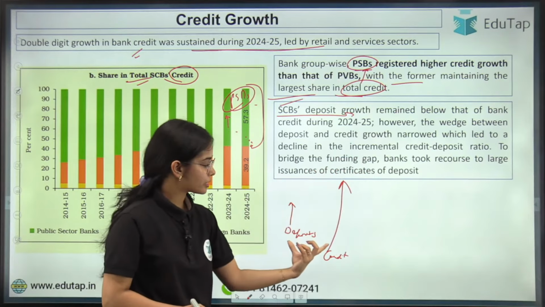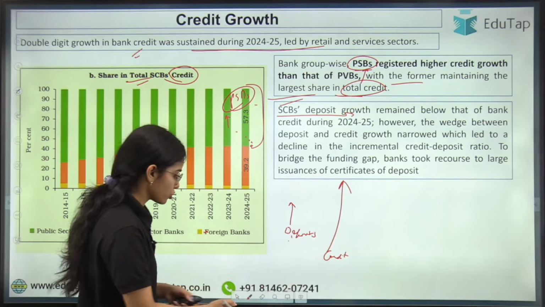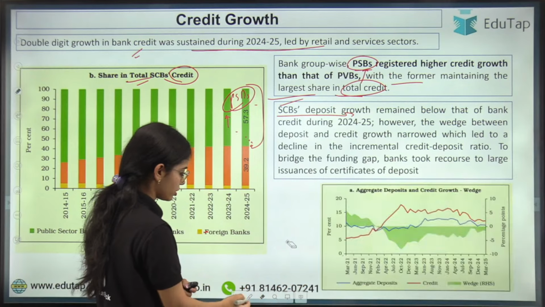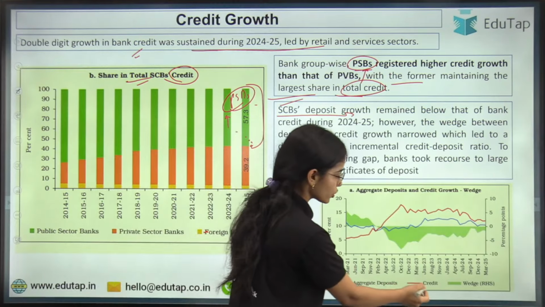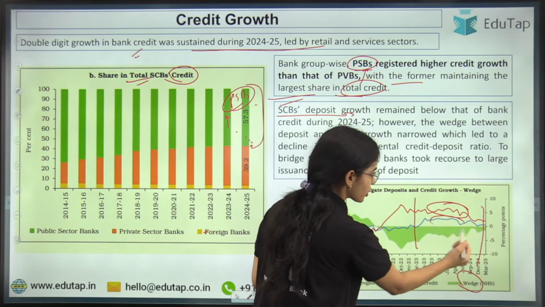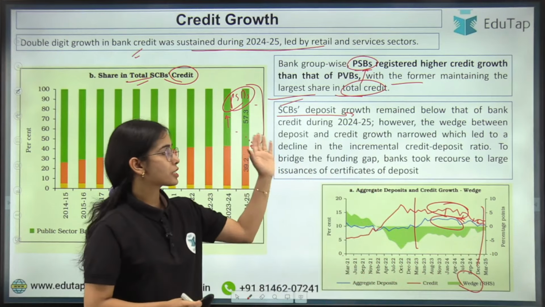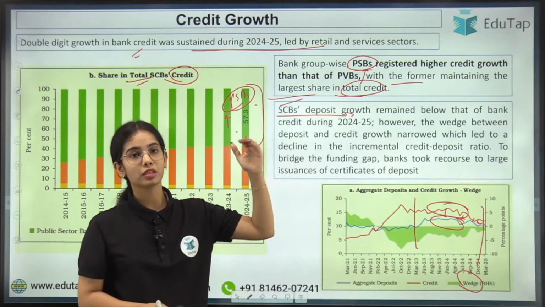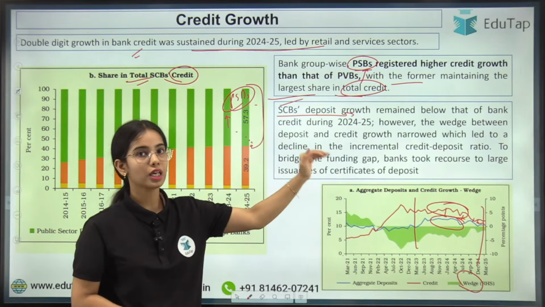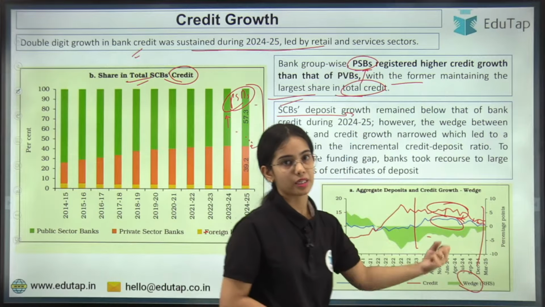And what has happened is that the difference between the deposit and credit has reduced. Before there was a huge difference between the deposits and credit, but now it has reduced to a certain level. So here you can see that the wedge between the credit and the deposit growth has reduced in the previous financial year. Scheduled commercial bank deposit growth has happened, but it was lesser than the growth in the credit. However, the wedge or the difference between the credit growth and deposit growth has decreased.